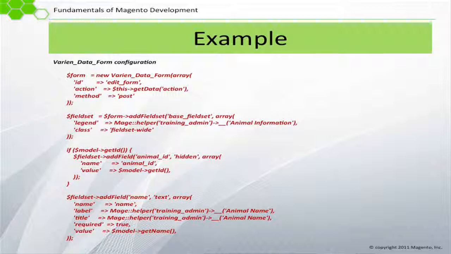And down here we're adding another field called name, the name of which will be name. And for the label and title, we're using our translate to translate the string. However, now we no longer have to use the Mage class to do this. We can actually, the helper is available in the scope if we're using ours, and we can just simply specify this. And we'll see that in the code.